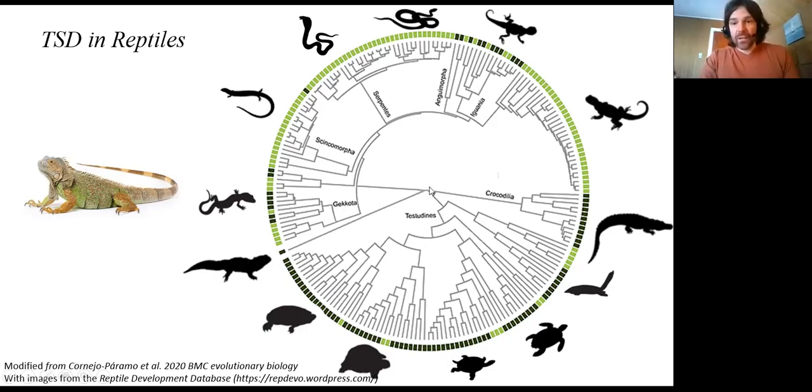TSD is ancestral, so it evolved at least 320 million years ago or so. The theory is that it's been lost in most squamates, which are snakes and lizards. In fact, no snakes have TSD. It's only lizards that do. And TSD has been retained in crocodiles and in turtles.